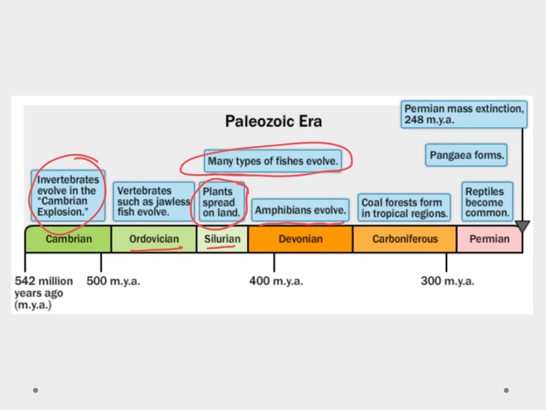So the Carboniferous Period is named that because that's where we had these large swampy forests. That is, they died and they layered out over time. That's where we formed most of our coal deposits.